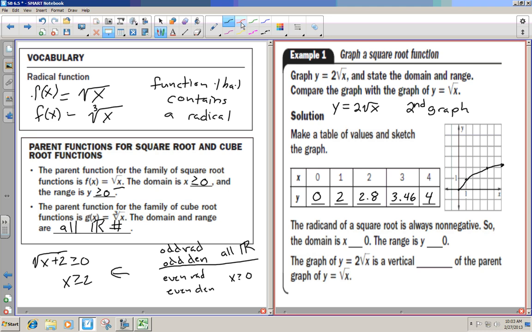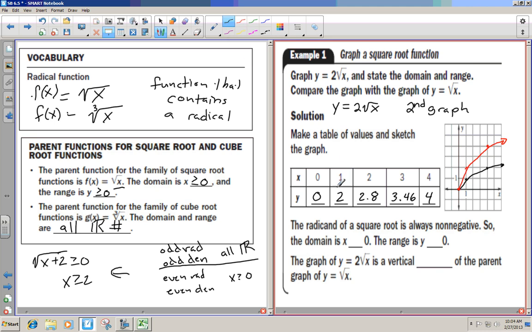So now go ahead and graph this. It goes through the origin. Let's see, 1, 2 is nice. And then 4, 4 is nice. So basically our child function is this. Basically what's happened is it's taken the parent function and stretched it out.